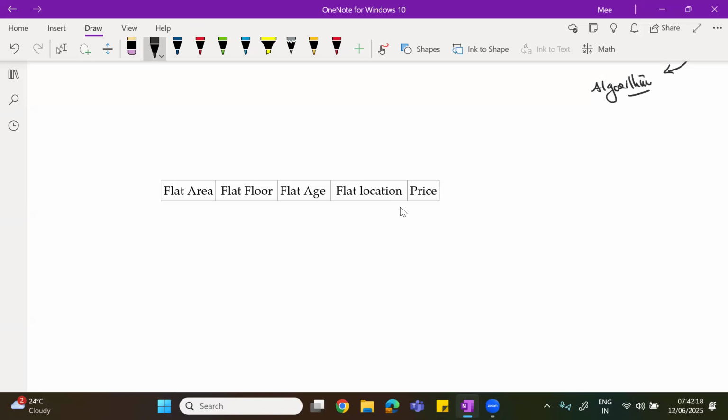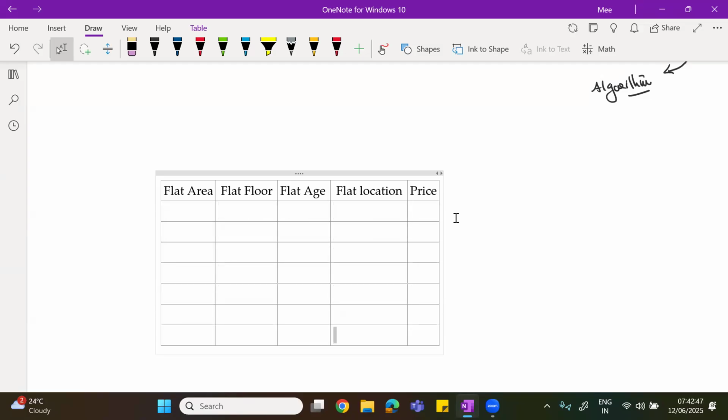Now see this. It is like this, guys. We will be having a lot of flat prices over here. I'm taking some. These are some different flat prices I'm having, 10 or maybe 7 flat prices. Now I will give this data to the model.